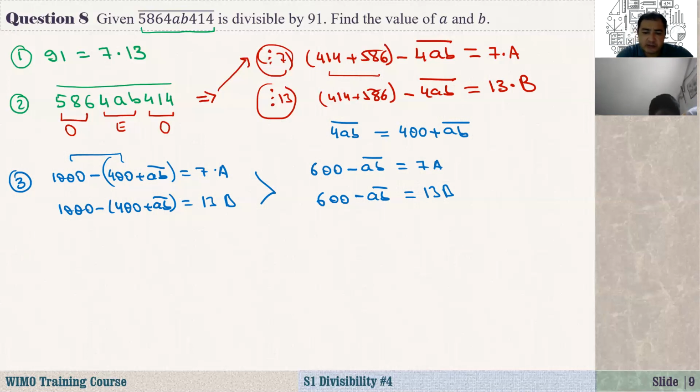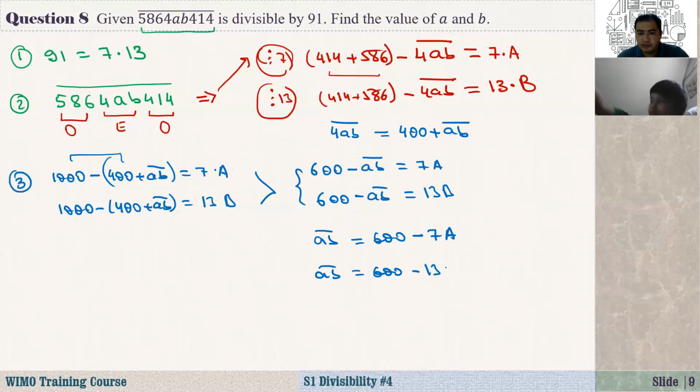Now let's continue. I want to simplify a bit more. Let me write AB here. What is AB from the first equation? It is 600 minus 7A. From the second one, what is AB? It is 600 minus 13B.